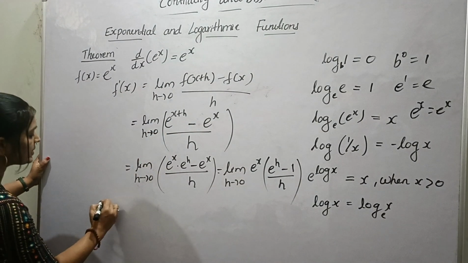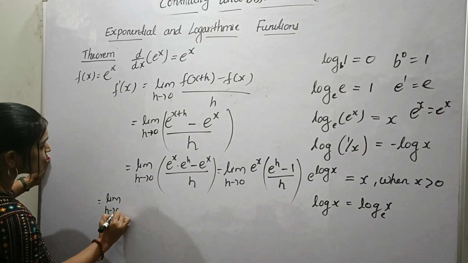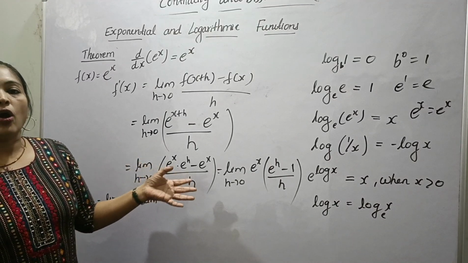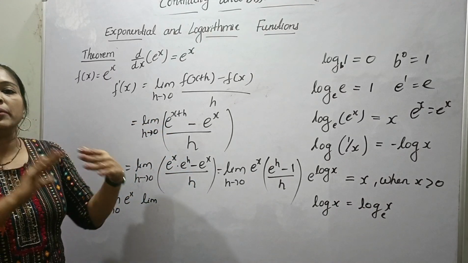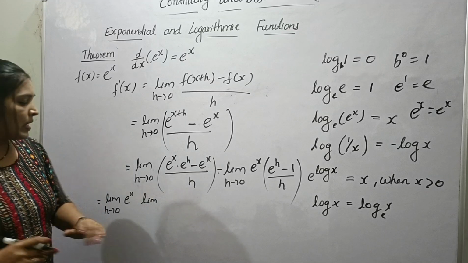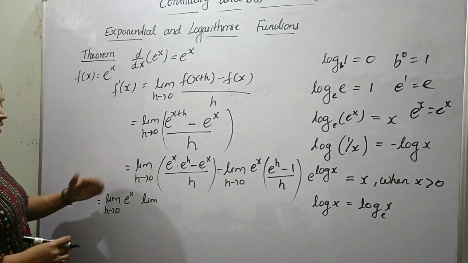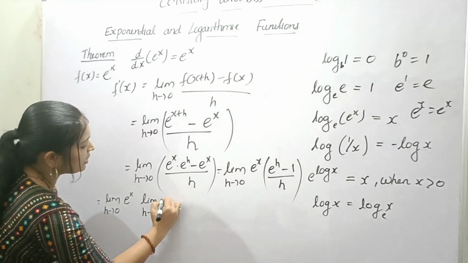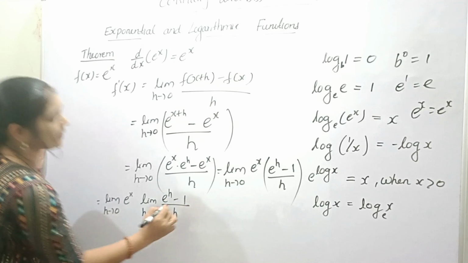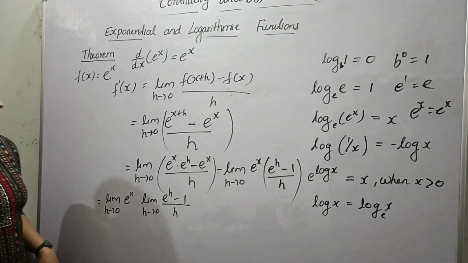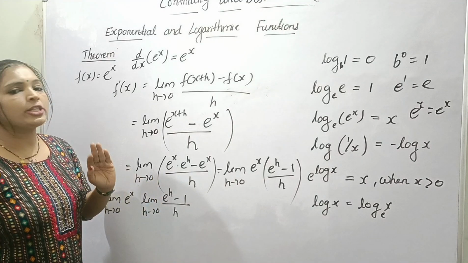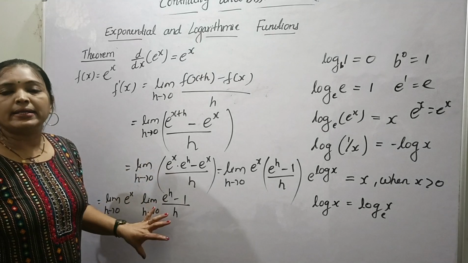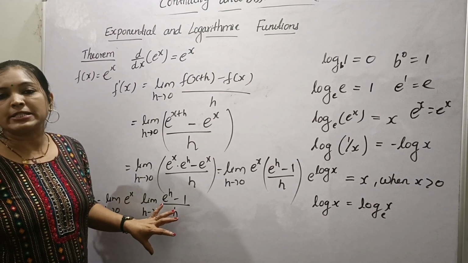So this can be written as limit h tends to 0 of e raised to x into, because we know that the limit of f of x into g of x is equal to limit f of x into limit g of x, so limit h tends to 0 e raised to x into limit h tends to 0 of e raised to h minus 1 divided by h. We have studied this standard limit value in the limits chapter.